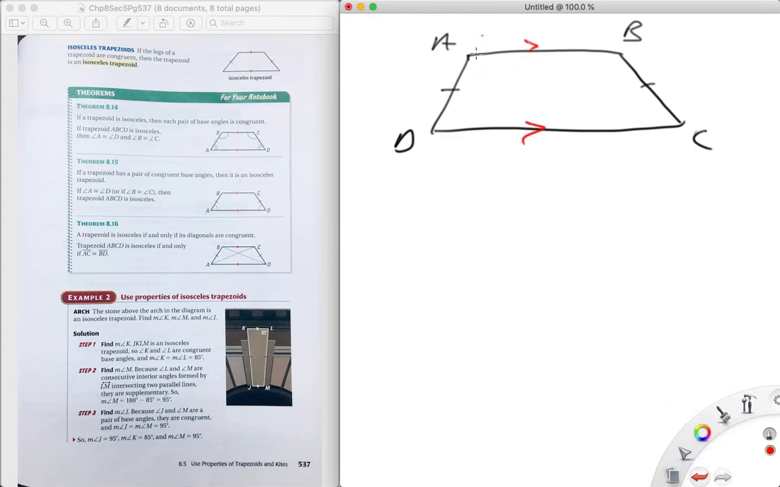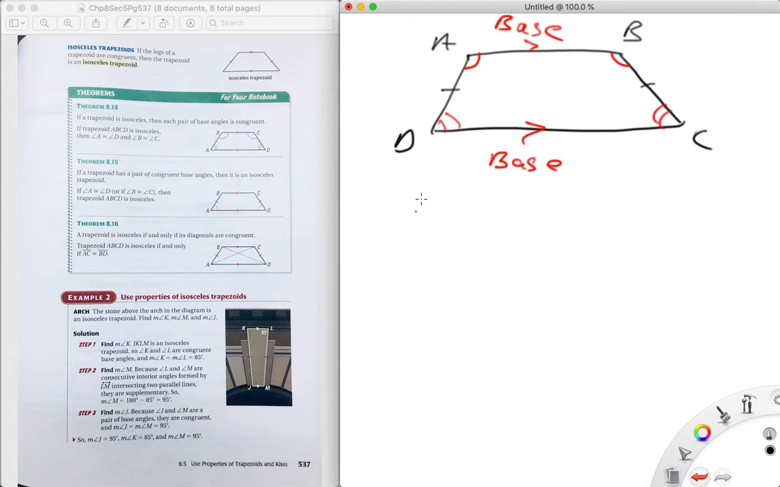And then we have these guys called base angles, angle A and angle B, and then we have angle D, and angle C. Angles D and C touch the bottom base, so they're base angles associated with the bottom base. Angles A and B touch the top base, and they're the base angles associated with the top base.